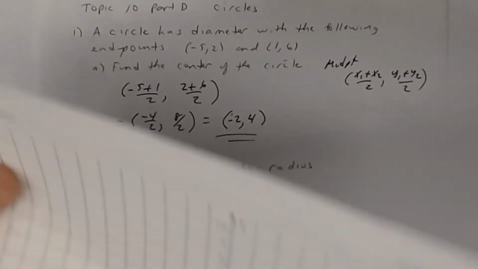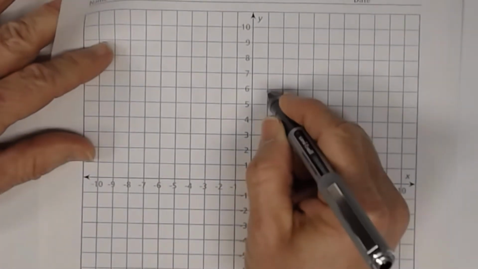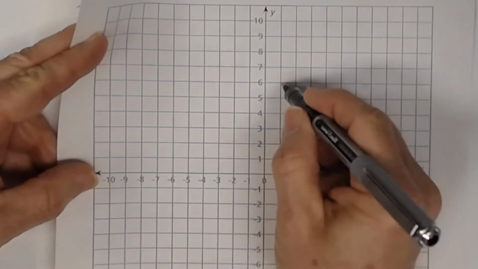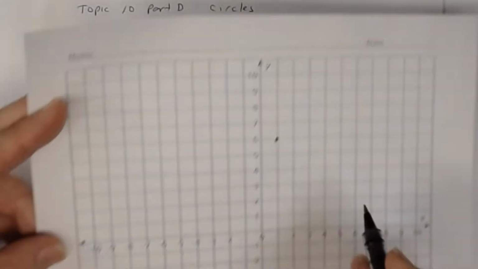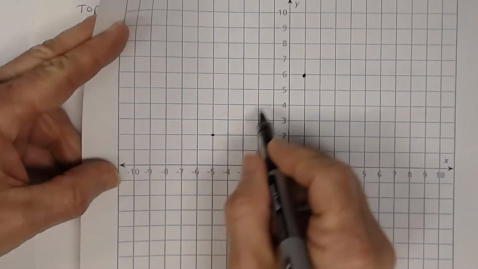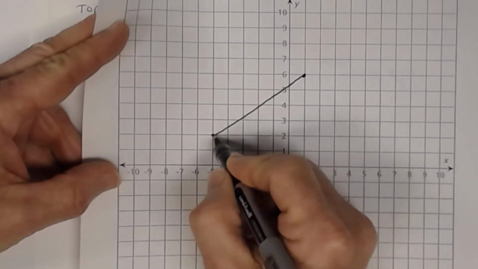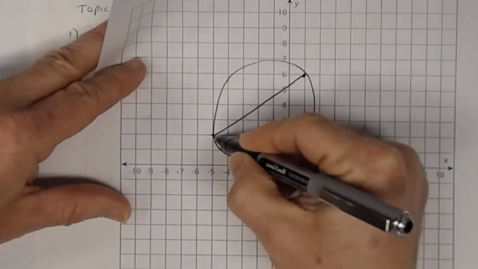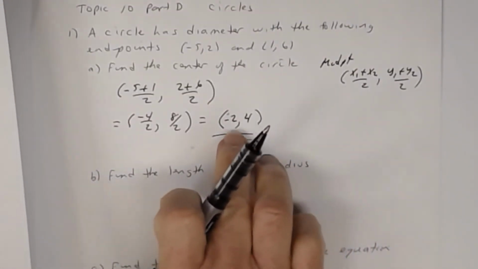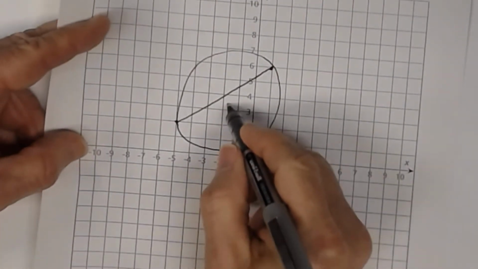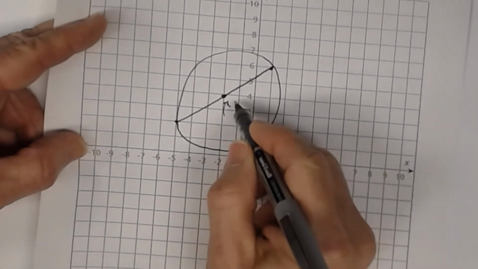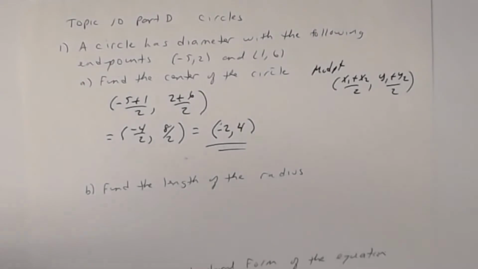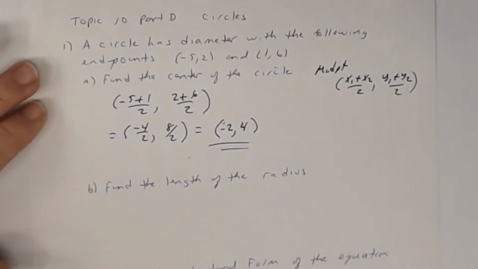Okay? So if I had drawn this correctly, 1, 6 here, and then the other one was negative 5, 2. If I had drawn the circle correctly, and I'm not doing a very good job drawing this, it is saying that the center of the circle is negative 2, 4. And that's what you see. So that's the center of the circle, negative 2, 4. That's how you find it. Okay? All right, so that's part A.